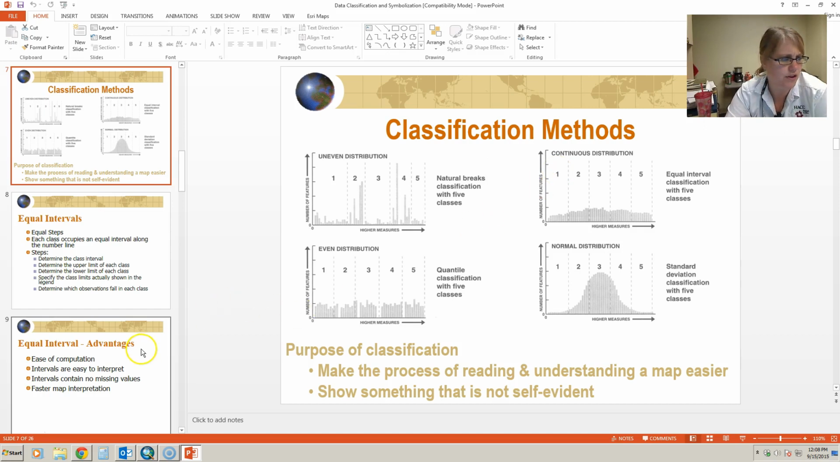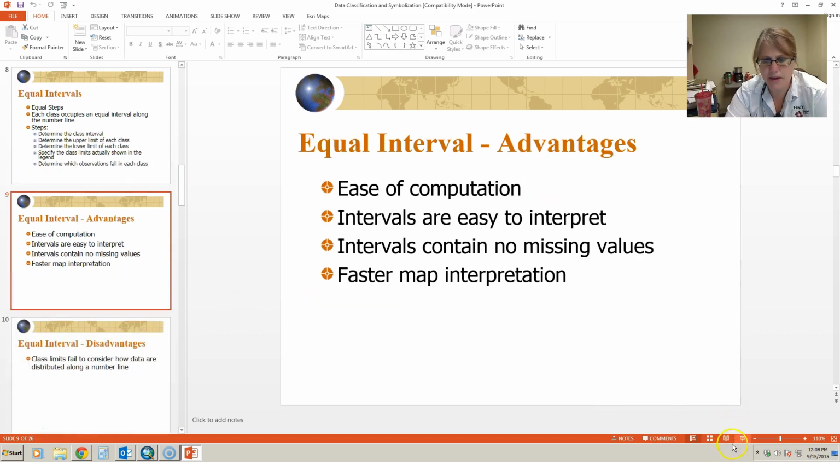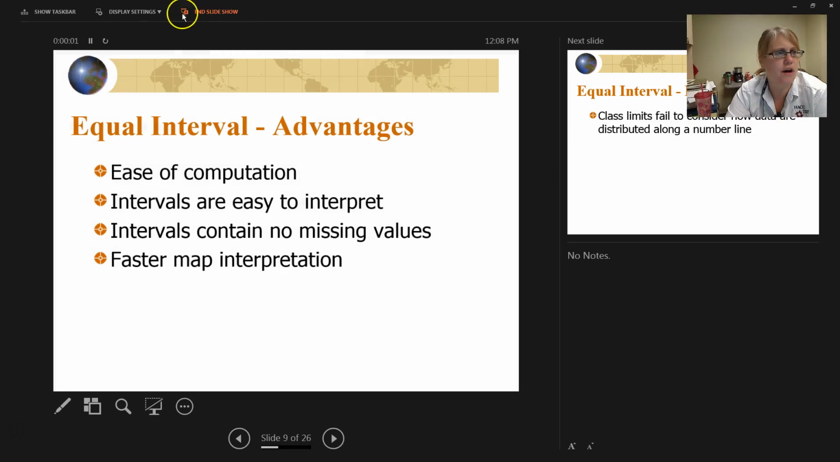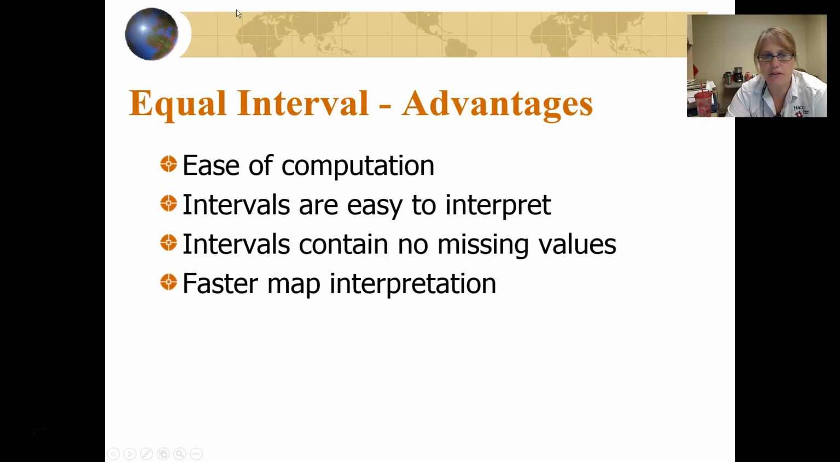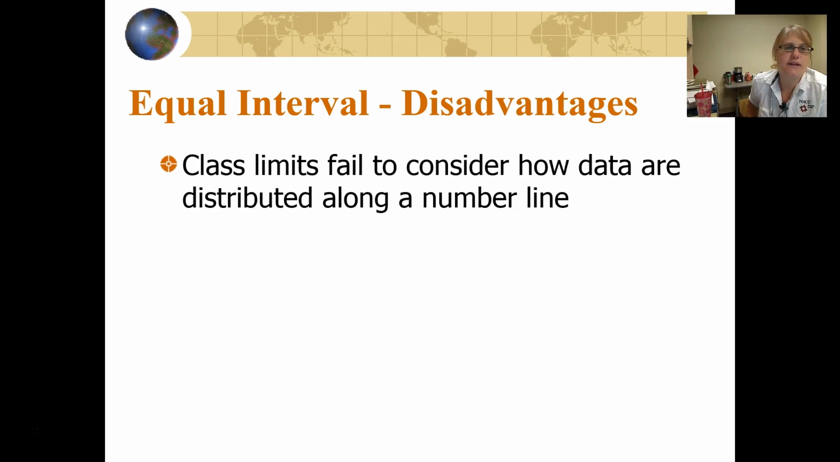Now, some advantages of equal interval are that it's really easy to compute and easy to interpret. Map users love this because it is very easy to understand. And the intervals don't contain any missing values. You can interpret the map faster. So some definite advantages to this.